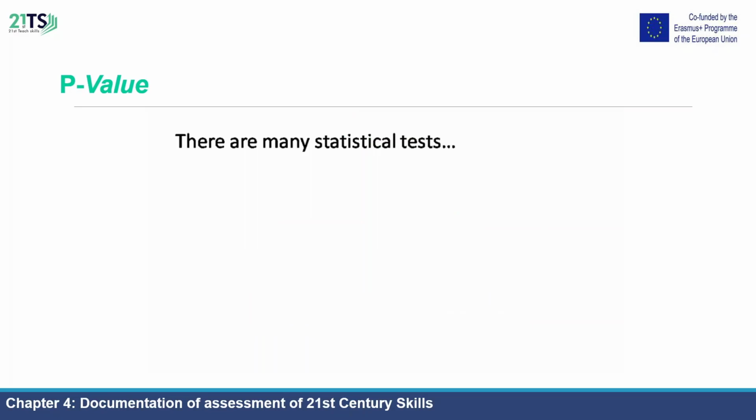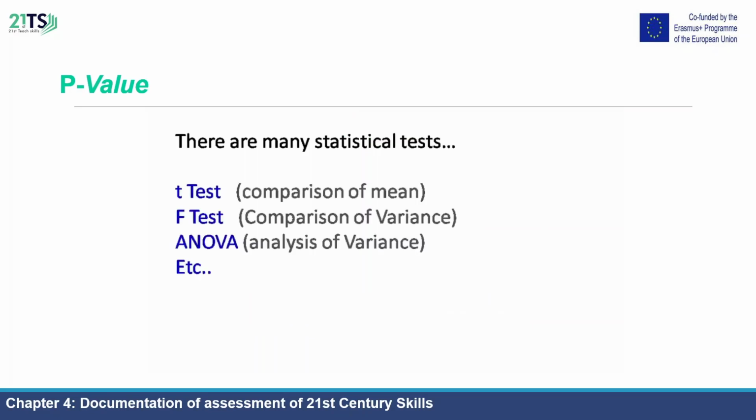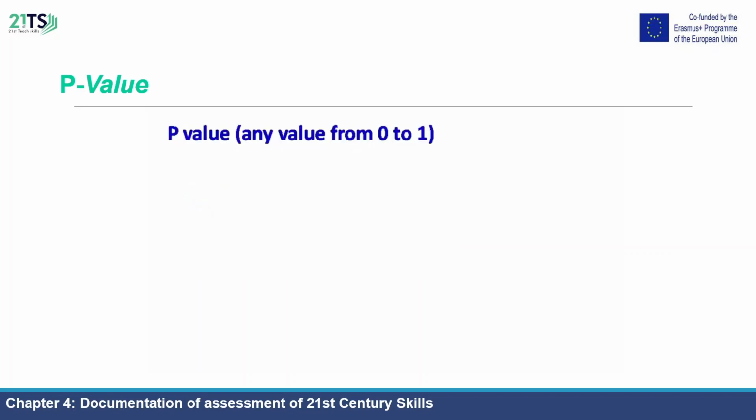Now, there are many statistical tests, say for example, t-test, f-test, ANOVA, etc. And the final result of each test is judged on the basis of the p-value obtained. The p-value can take any values from 0 to 1. Let's say p-value is 0.1. This means if I repeat an experiment 100 times, 10 out of 100 times the null hypothesis will be true.